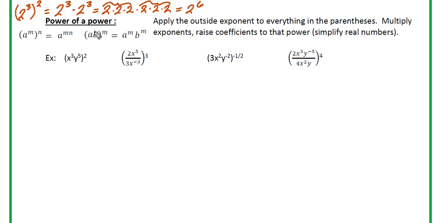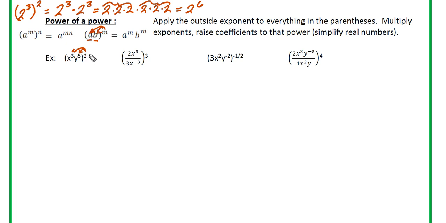Now this one is a different scenario. Let's say we had multiple things that are being raised to another power. We would just apply that power to each one of these factors. And when I say that, I mean A is a factor, B is a factor. Let's apply that power to both of these factors. So we would have A to the mth times B to the mth.